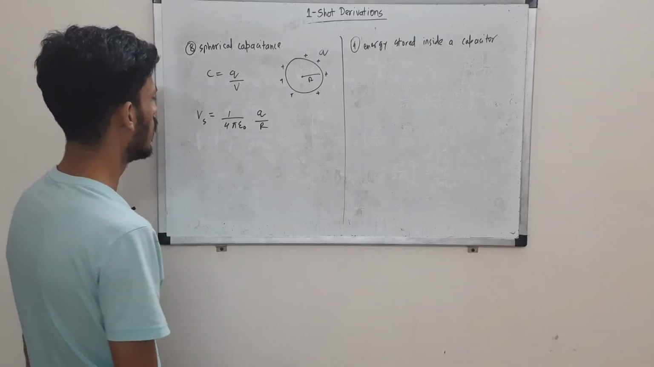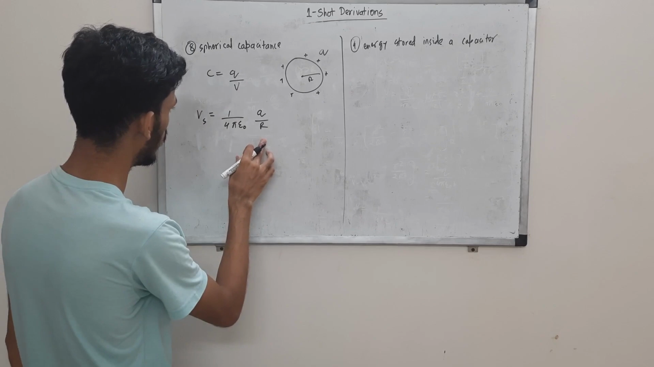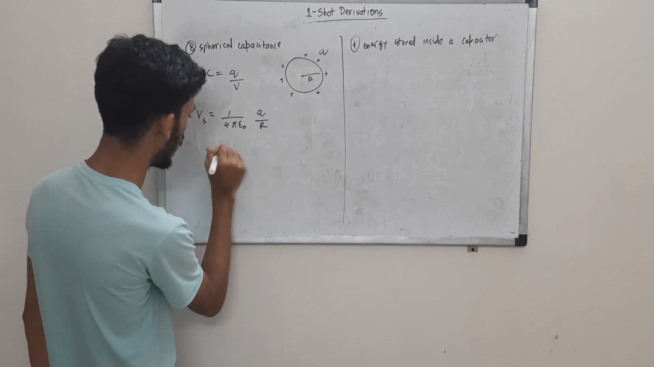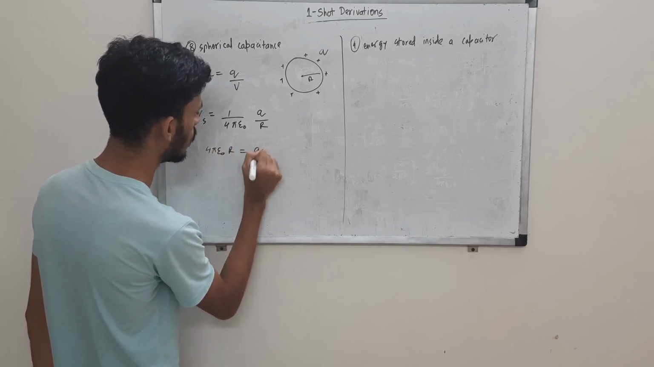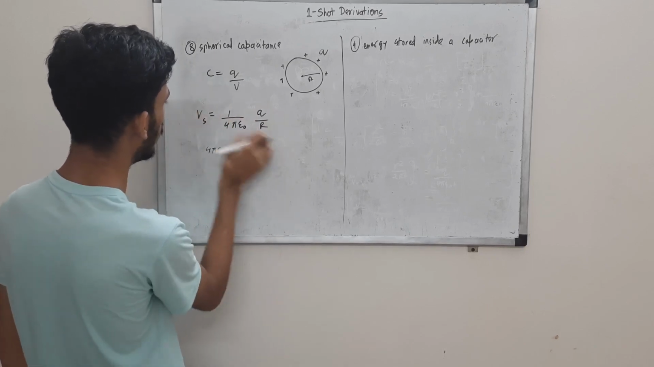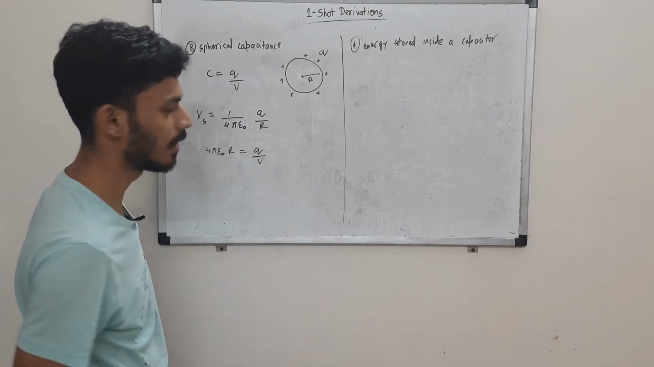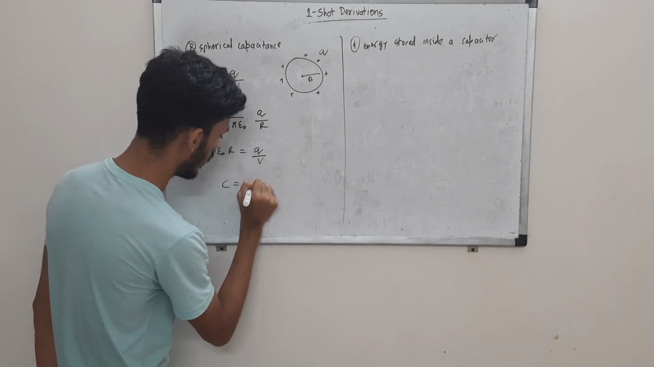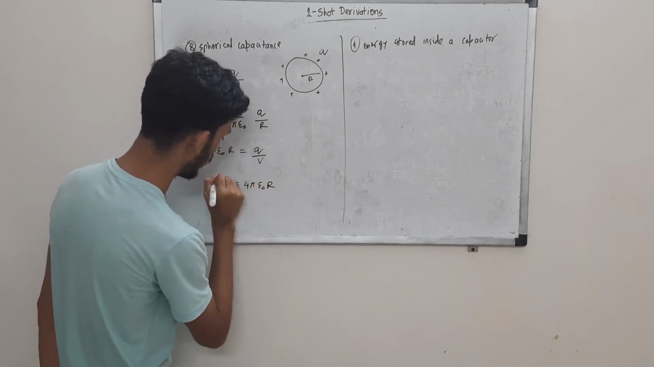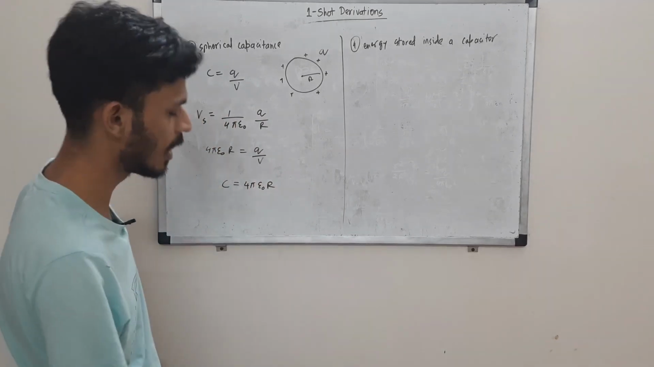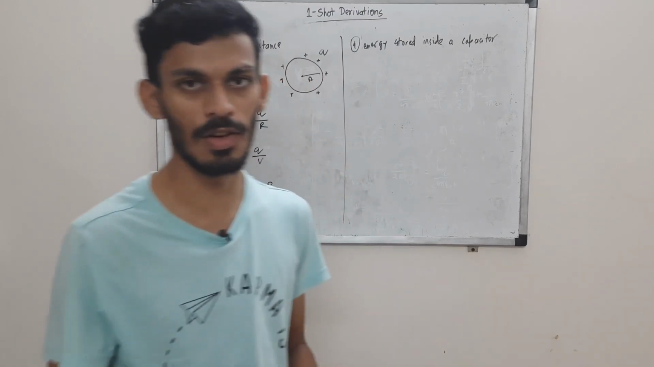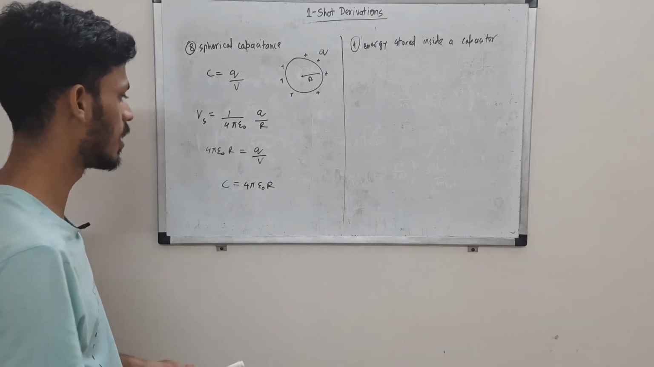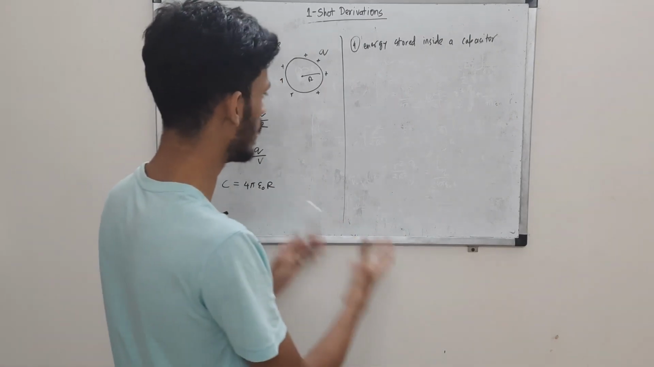Now we can bring this into that form. So we can say 4 pi epsilon naught R is Q by V, right? We'll basically flip it over. Q by V will be nothing but the capacitance, which is basically 4 pi epsilon naught R. This is the relation for the capacitance of a spherical conductor, or spherical capacitance. It's very simple to derive.